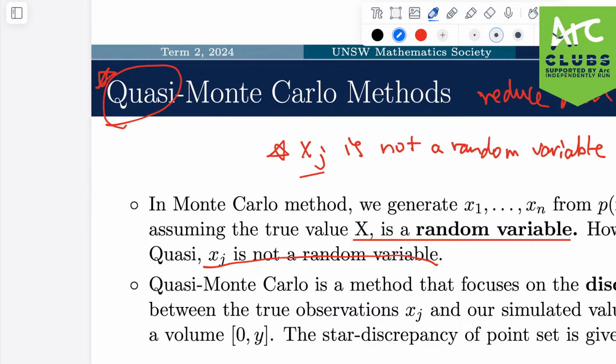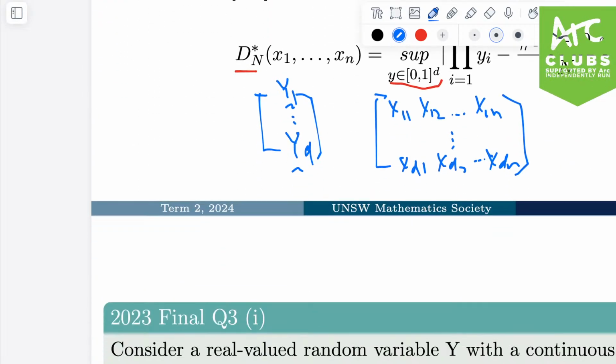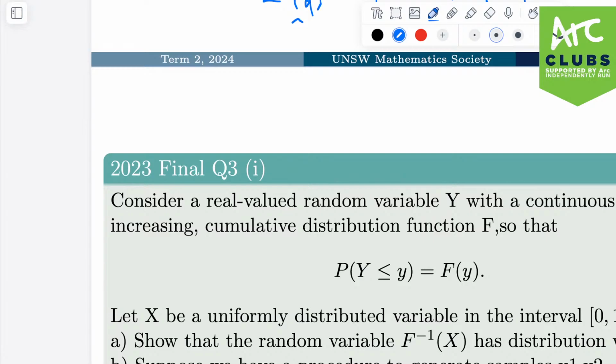And we just want to look at the discrepancy between y and x that is in 0 to 1 for each dimension over n. This is what we call the star discrepancy. If you have done statistical inference last term, I think this is quite similar to one of the empirical methods we learned in that course. But we just want to focus on the supremum between our yi in each dimension and the number of xj in that area. So this is from 2023 final question 3 part I.